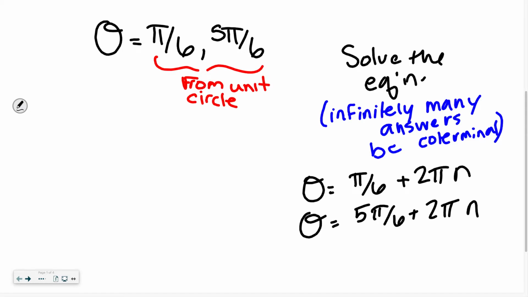Now, we're going to see on Monday, sometimes this will have to change, because depending on the actual equation, maybe it doesn't have a period of 2 pi anymore. Maybe the graph repeats faster. So we'll talk about that on Monday. But for right now, when we're doing those infinitely many angles, they should be fairly basic. So we're just adding the coterminal 2 pi n.